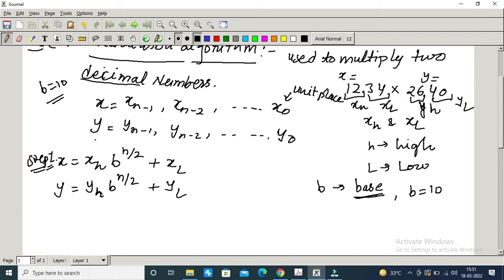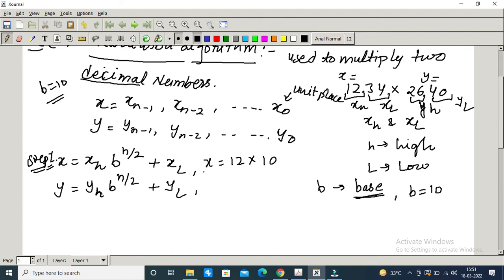So if I represent this equation for x and y with the example numbers, I will write x is equal to xh, which is 12, multiplied by base, which is 10, and what is n?